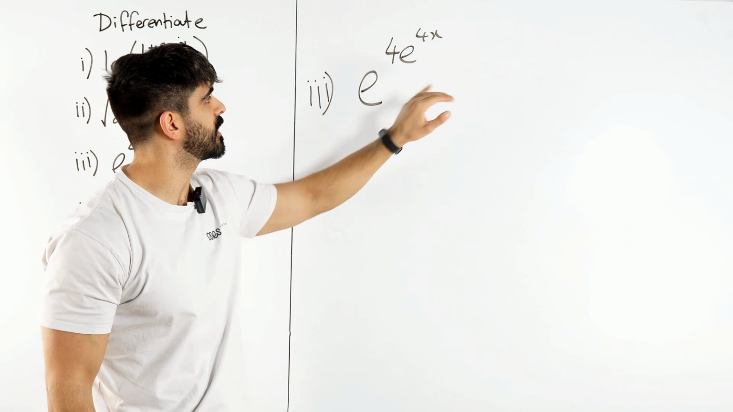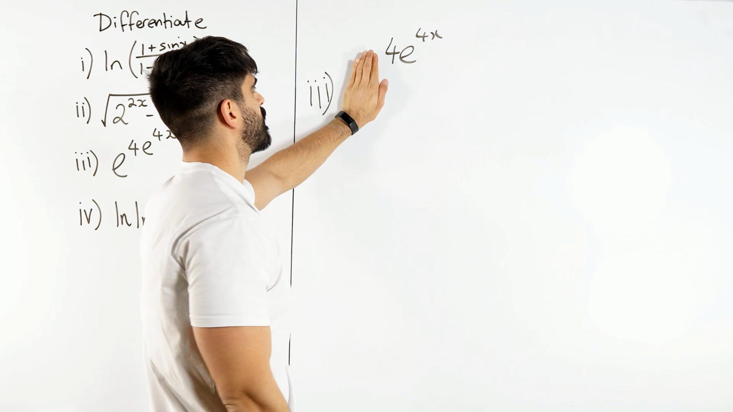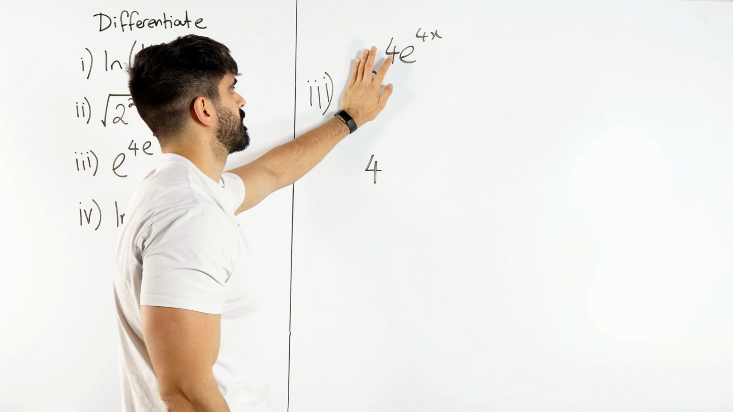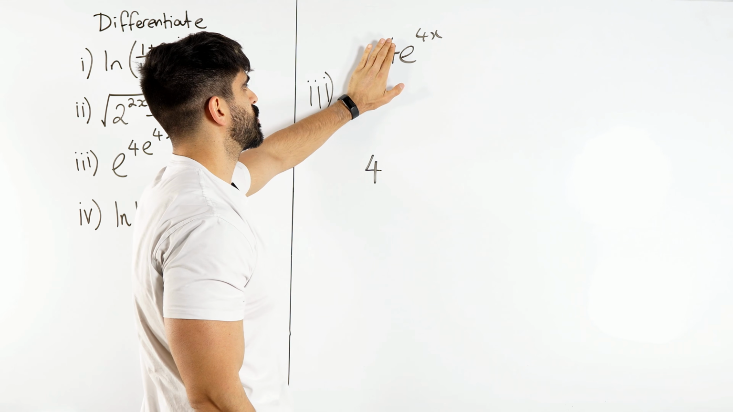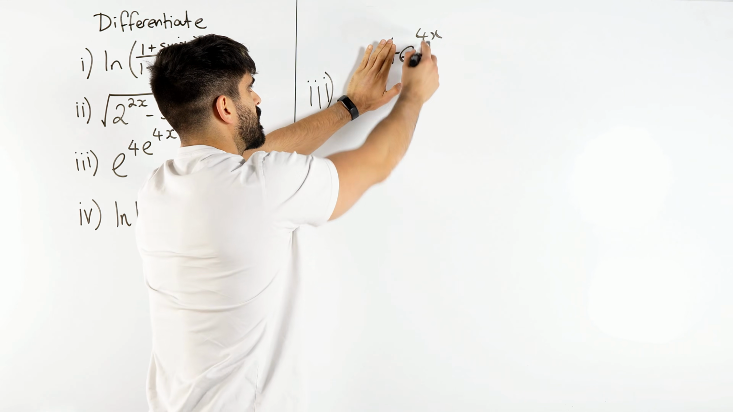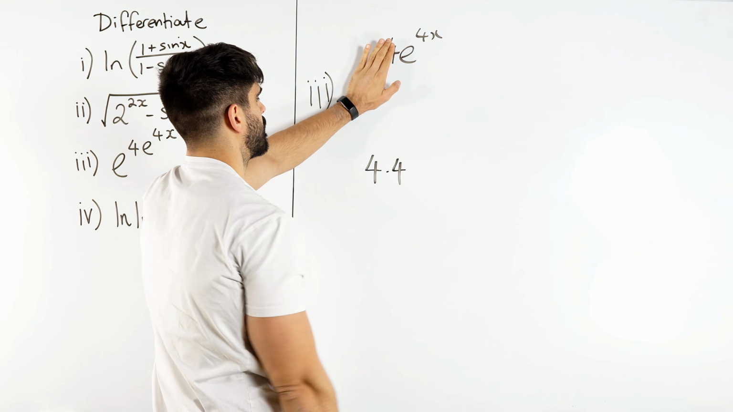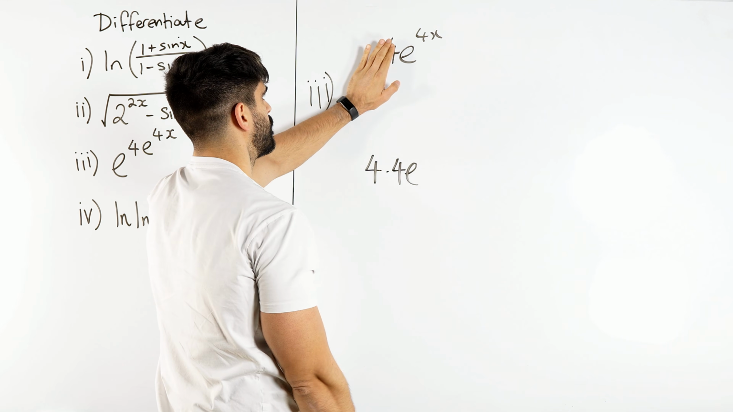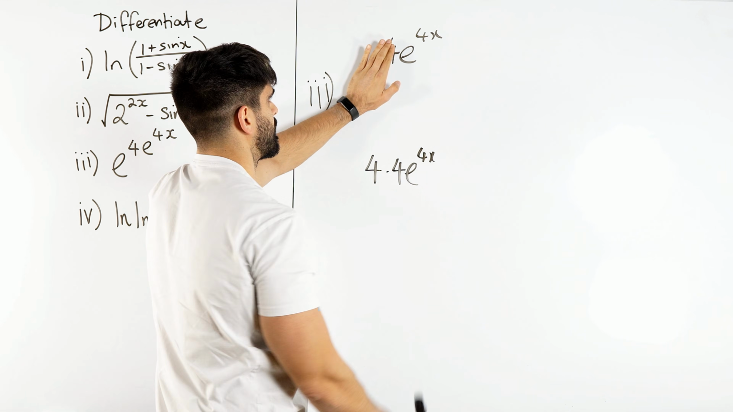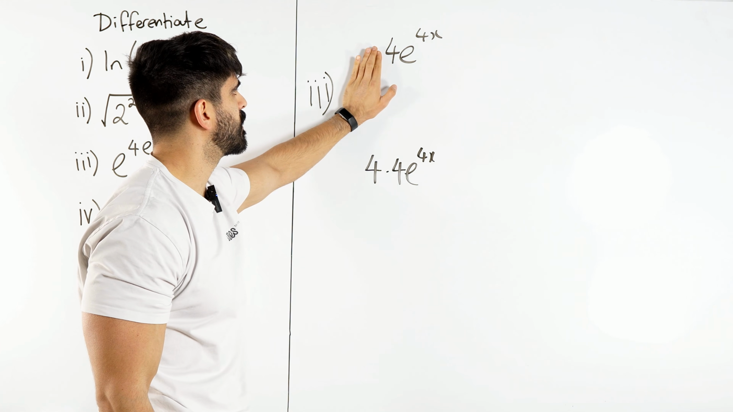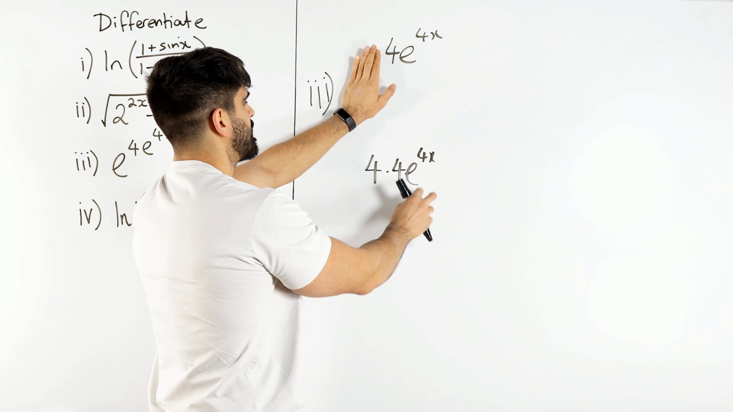So you differentiate that first. So forget about this. How would you differentiate that? 4 is just a multiplier. That 4 does nothing. Differentiate that. E to the power of 4x, you differentiate the power. 4x differentiates to 4. E differentiates to itself, and then the power stays the same. Okay? So this here differentiates to 16e to the 4x.